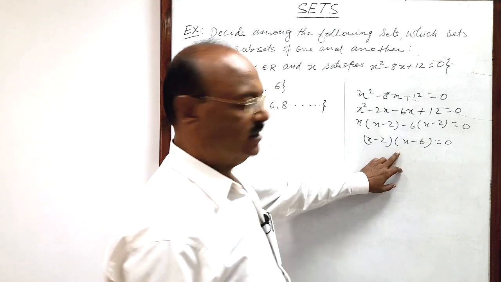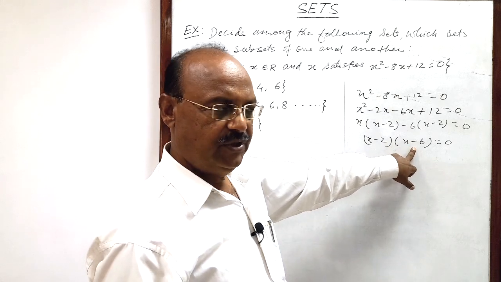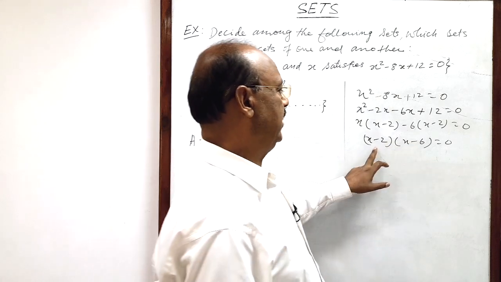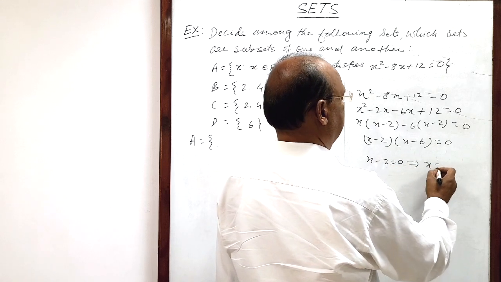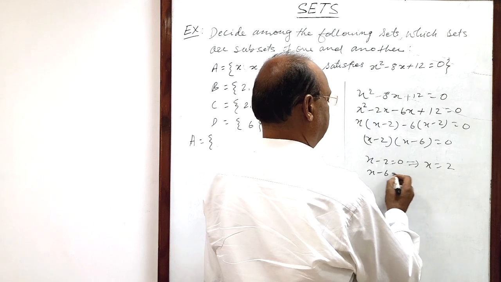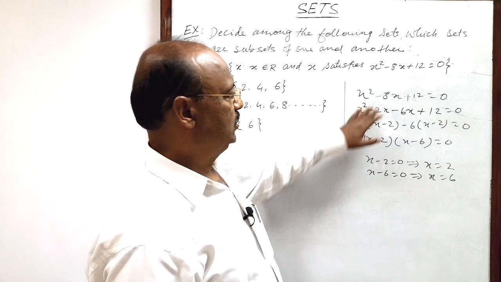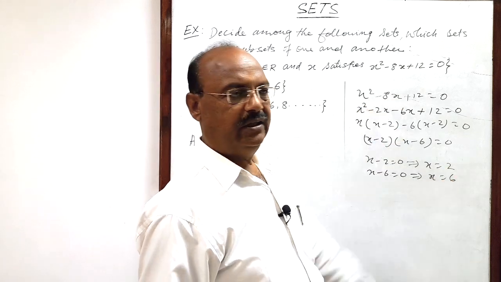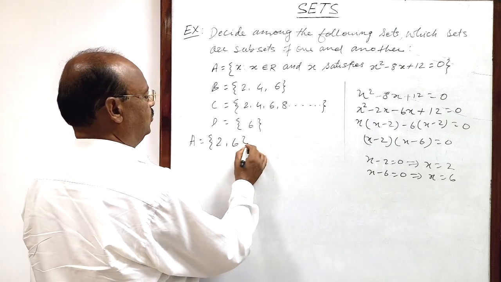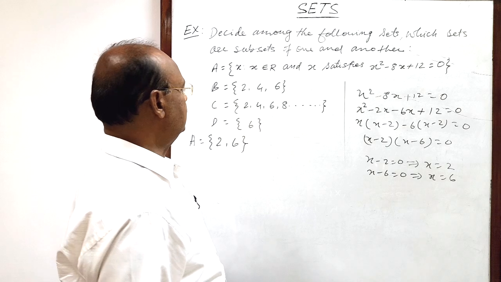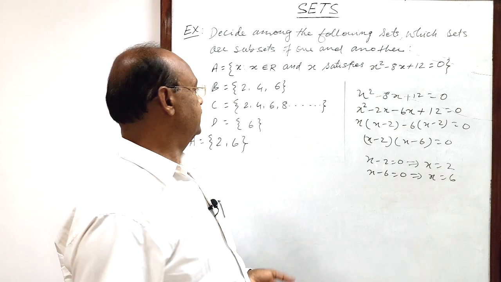The product of two factors is 0 here. So either this will be 0 or this will be 0, isn't it? If x minus 2 is 0, that implies x is equal to 2, and x minus 6 is equal to 0 implies x is equal to 6. So the solutions of this quadratic equation are 2 and 6. It means set A consists of these two elements, 2 and 6. Now we can decide which of these sets are subsets of another sets.